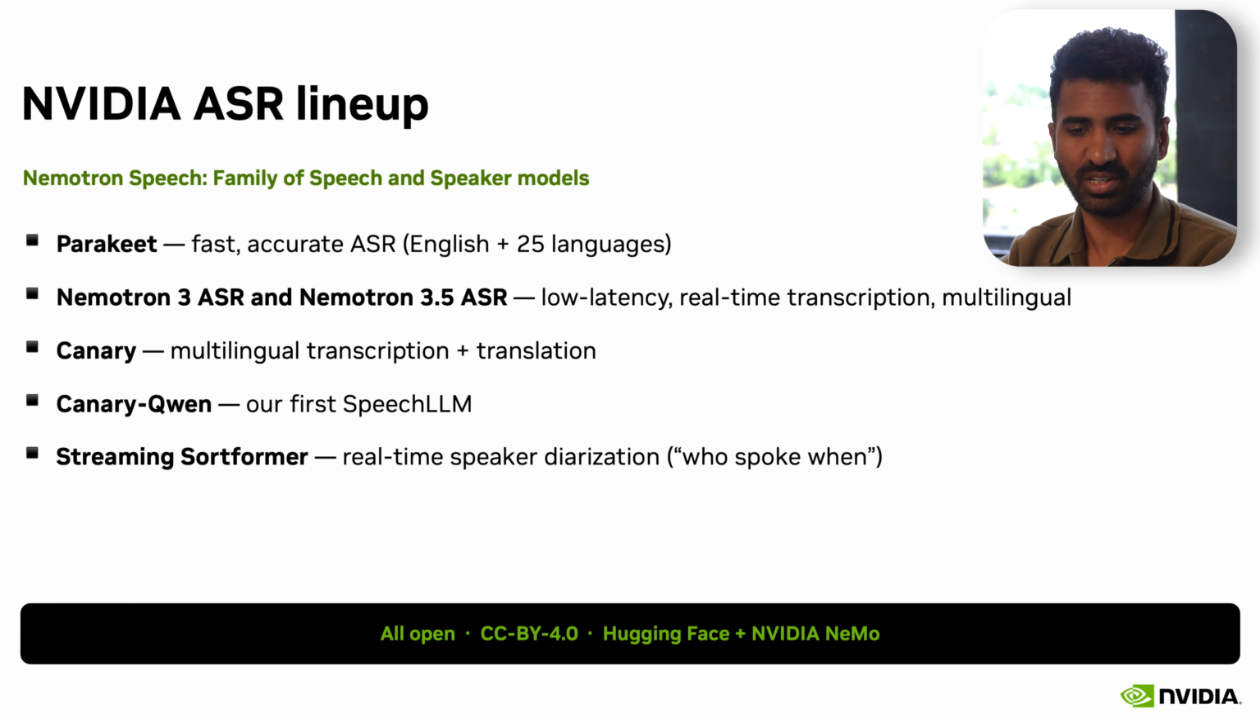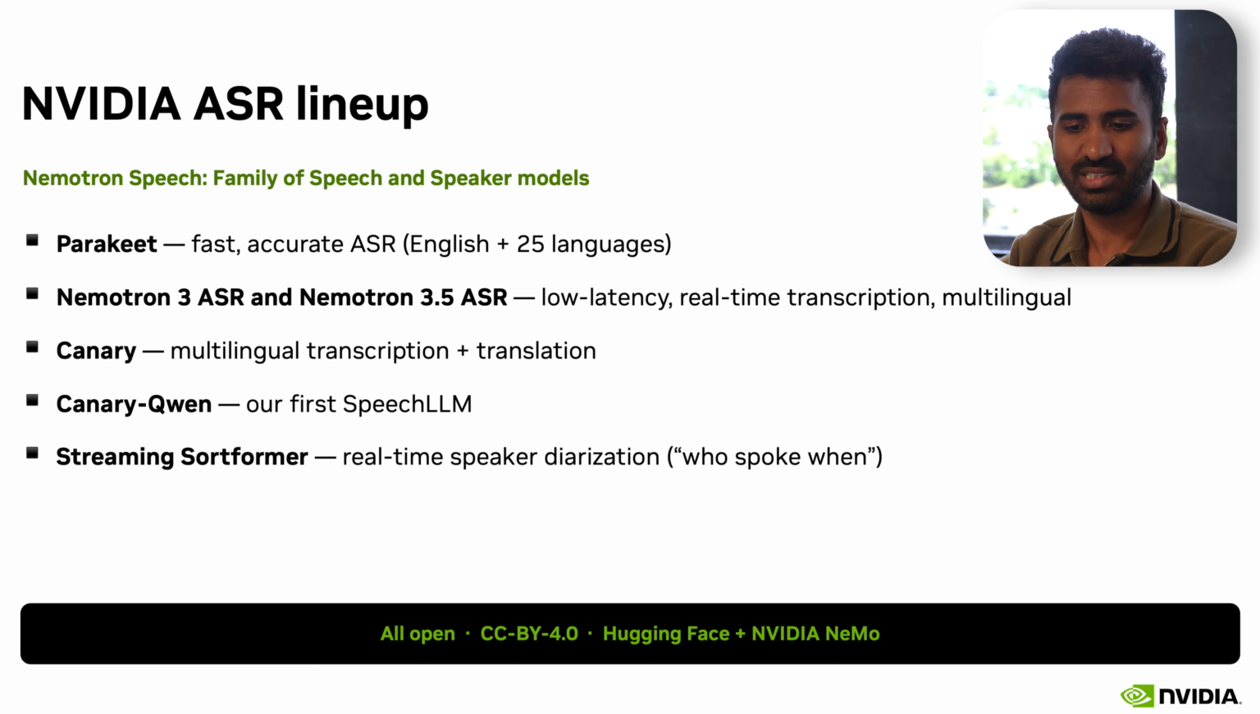The next class of models I would like to talk about is the Nemotron ASR models. It's the same class as Parakeet, with a similar encoder and a cache-aware architecture. It's trained for real-time transcription and multilingual use. We just released Nemotron 3.5 ASR. It handles 40 languages and variable low latency as well.